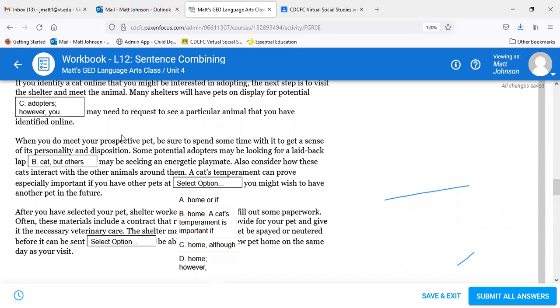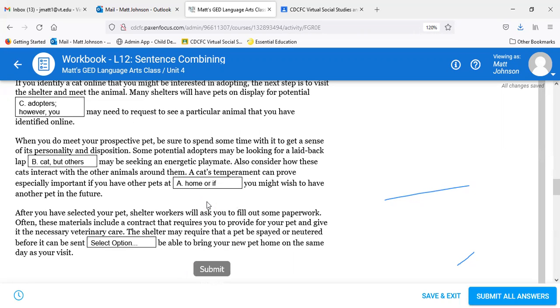Yes. The pet as a home or if be home dog. A cat's temperament is important if you might see harm although the harm, however, if you have other pet at home. Or if you might wish to A.